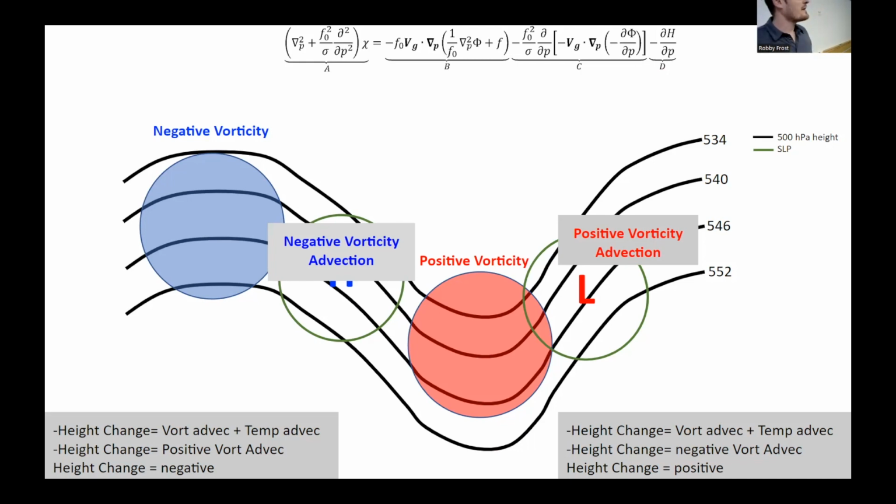So thinking about all the processes that we just talked about, let's figure out where there's rising air and sinking air. It's actually not hard. Oh, sorry. So there on the bottom, you see we've got negative height change. We'll just say H change is equal to our vorticity advection.